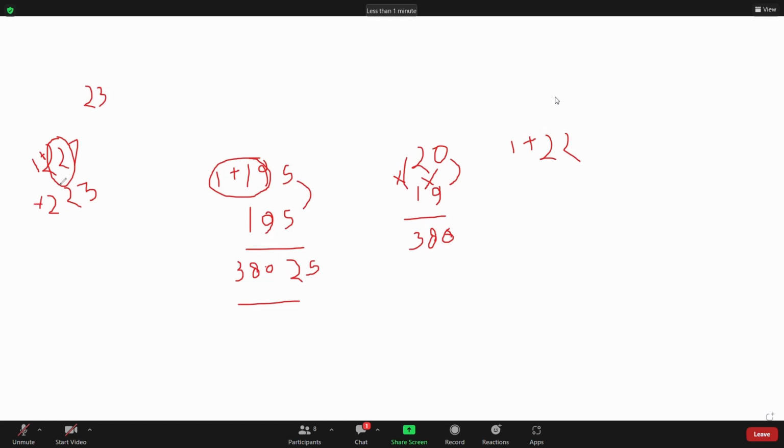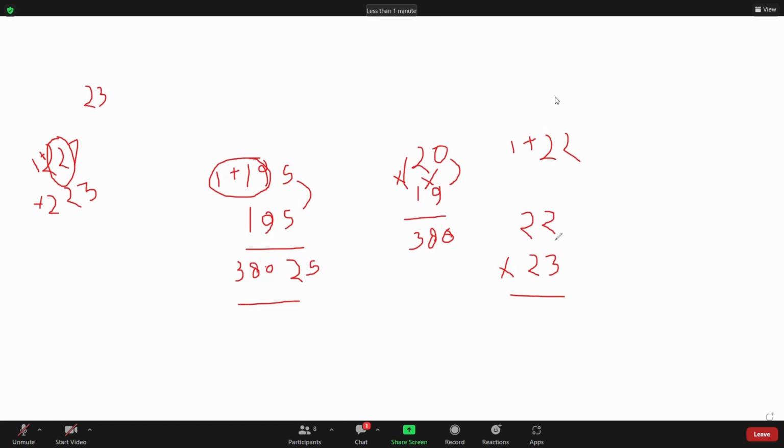Ma'am, please explain the multiplication of 22 into 23. Cross multiplication, you're telling? Cross multiplication we have understood, but taking these numbers, that one confusion is coming. Ma'am, please explain cross multiplication. Okay, after this cross multiplication, I'll show you one more question. Okay, continue.